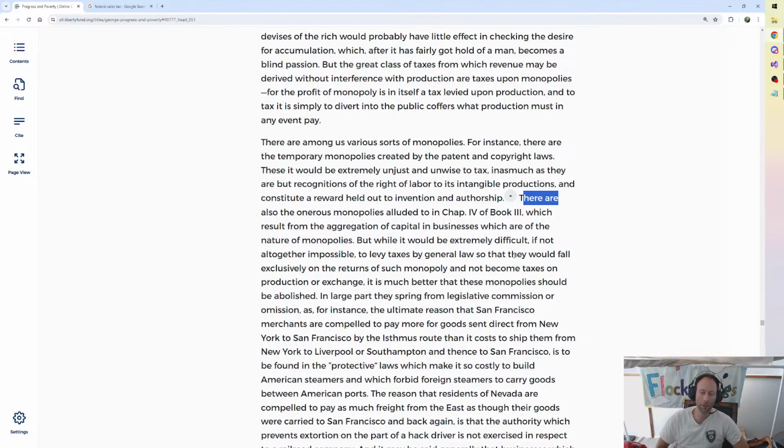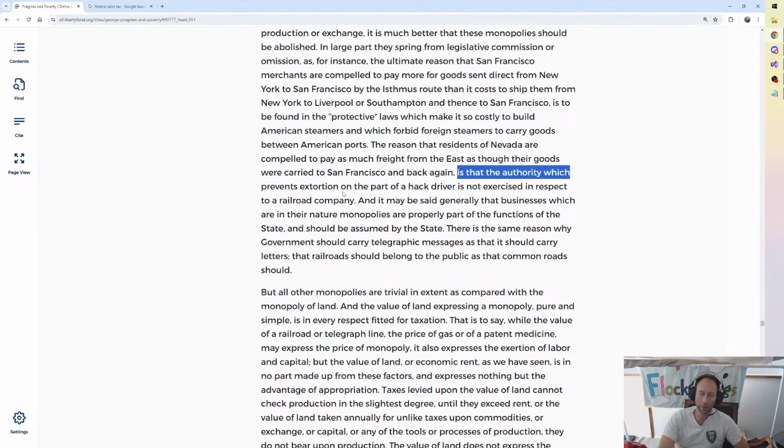In large part, they spring from legislative commission or omission, as, for instance, the ultimate reason that San Francisco merchants are compelled to pay more for goods sent direct from New York to San Francisco by the Isthmus route than it costs to ship them from New York to Liverpool or Southampton and thence to San Francisco, is to be found in the protective laws which make it so costly to build American steamers, and which forbid foreign steamers to carry goods between American ports. The reason that residents of Nevada are compelled to pay as much freight from the East as though their goods were carried to San Francisco and back again is that the authority which prevents extortion on the part of a hack driver is not exercised in respect to a railroad company.